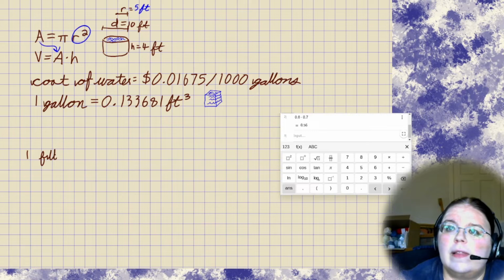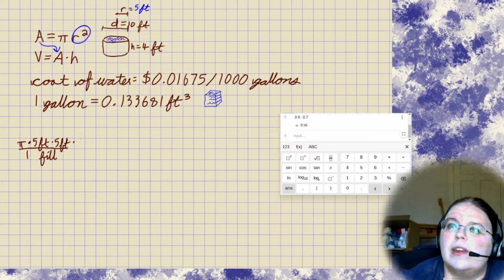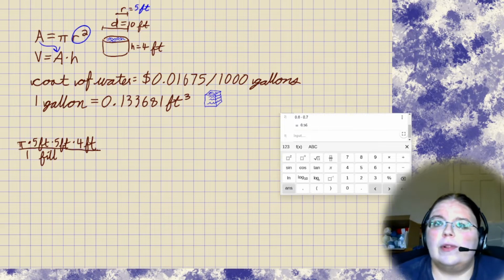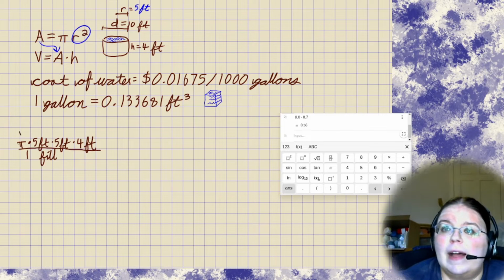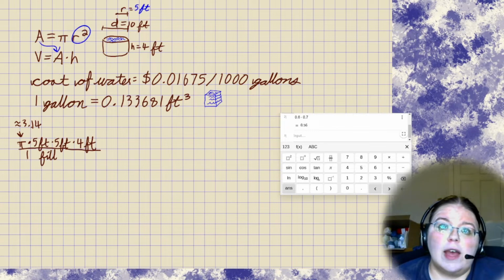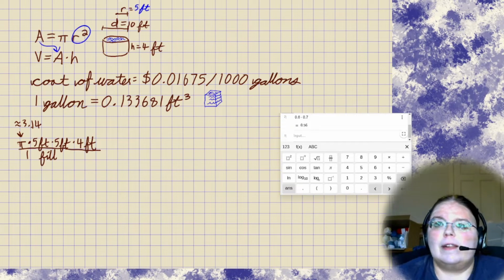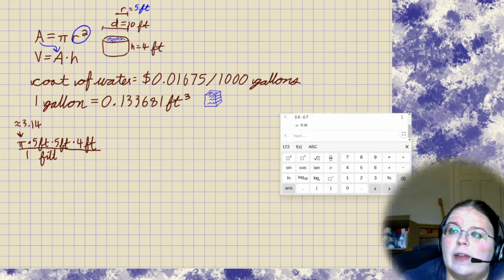So in one fill of the pool, we will use pi times the radius, which is 5 feet, times the radius again because it's squared, times the height of the water-filled part of the pool, which according to this is 4 feet. These are all measurements that you could take off of a real pool directly using a ruler, except for pi, which is a number that's approximately 3.14. Many calculators do have a pi button, but if you find that the calculator you're using doesn't, you can just use 3.14 and you'll get close enough for most practical purposes. So here's the amount of water in one fill of the pool.